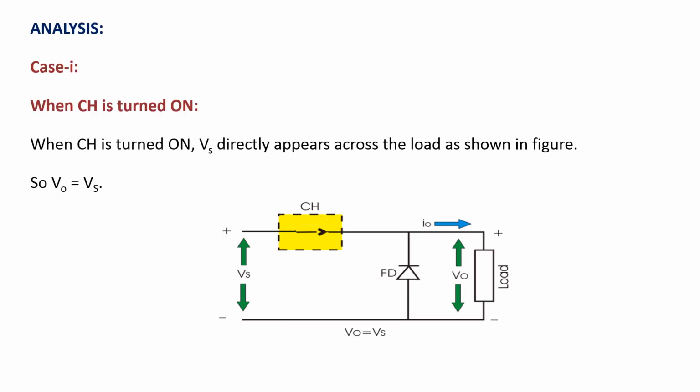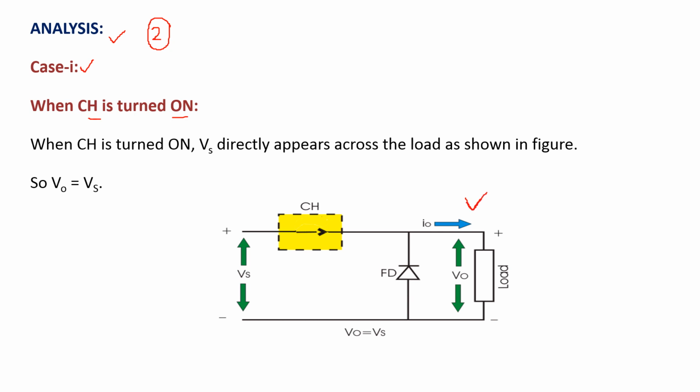Coming to analysis or working of step down chopper. The working of a step down chopper is going to be explained in two operating modes, or two cases. Coming to the first case, in this case we are going to consider the chopper in on state, and this is the equivalent circuit when the chopper is in on state.